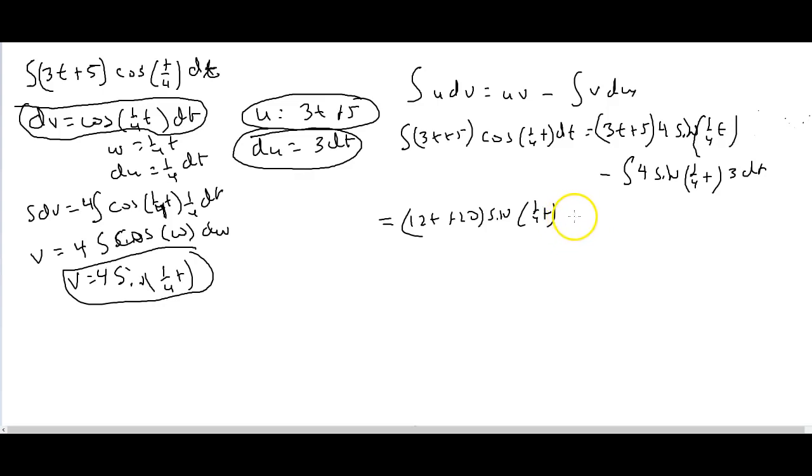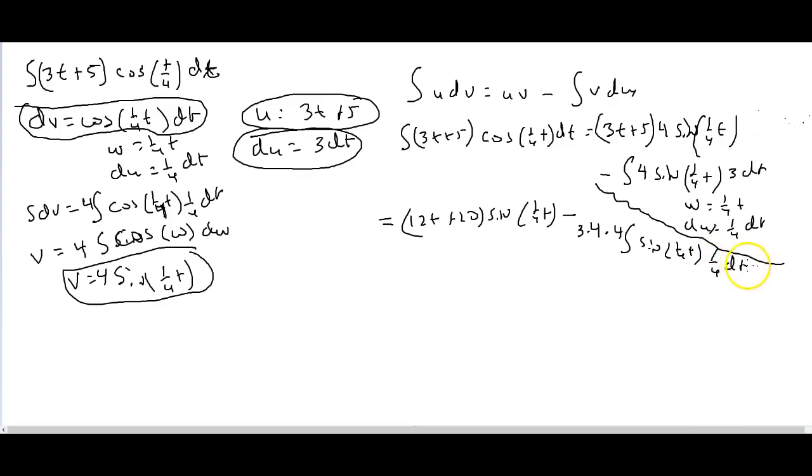Okay, and then minus, and then I'm going to integrate this. To integrate this, I'm going to set w equal to 1/4 t, so dw equals 1/4 dt, right? So I'm going to draw a little line over here to section that off. And so I need a 1/4, so I'm going to need a 4 out in front. So I already had a 4, so 4 times 4 integral. And then I'm going to do sine of 1/4 t. I have a 3 as well. Let's pull the 3 out in front. And then 1/4 dt. Agreed?